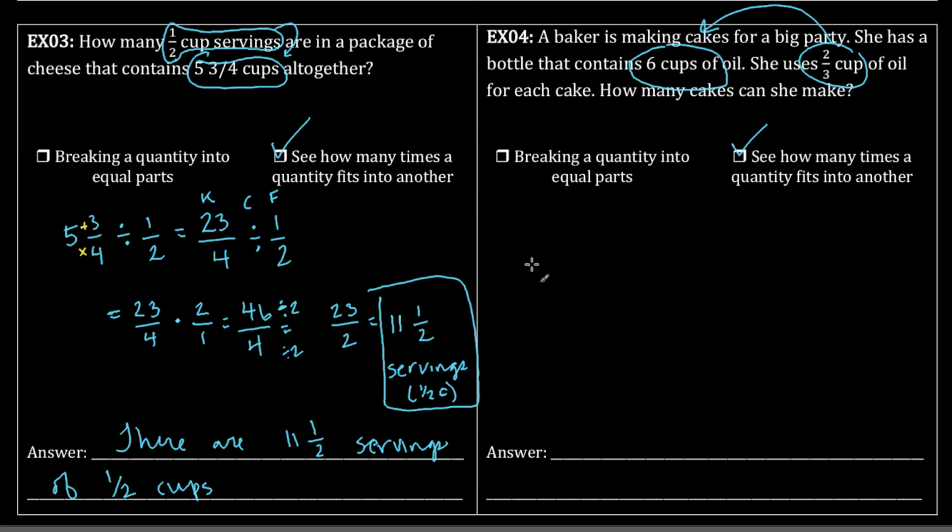So let's see. We have 6 cups, and we're going to divide it by 2/3 cups. And we are going to keep, change, and flip. So we keep this, change, and flip. Let's put the 6 over 1, multiply across. 18 over 2. Oh, that's easy. So 18 divided by 2 is 9. Let's not forget our unit of measurement. How many cakes can she make? She can make 9 cakes.